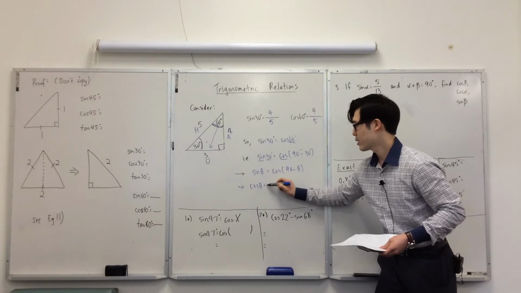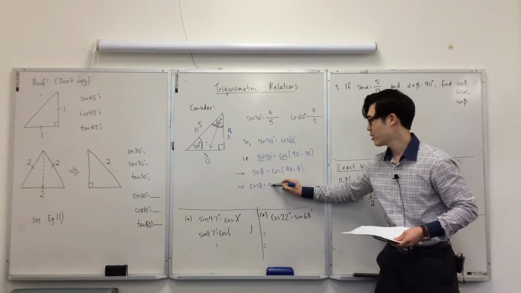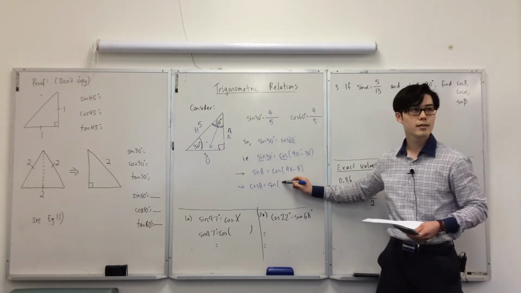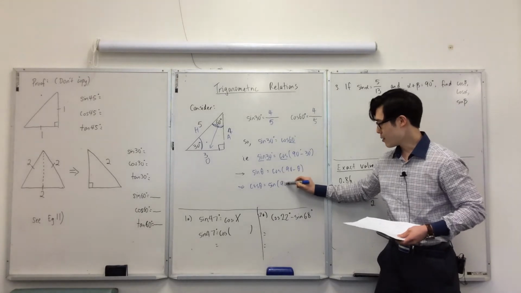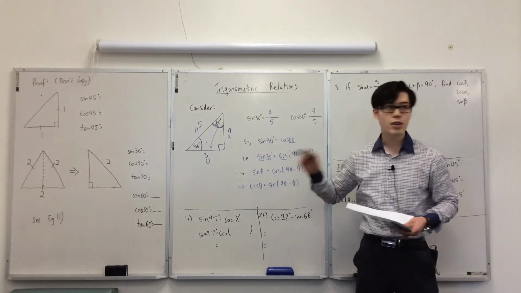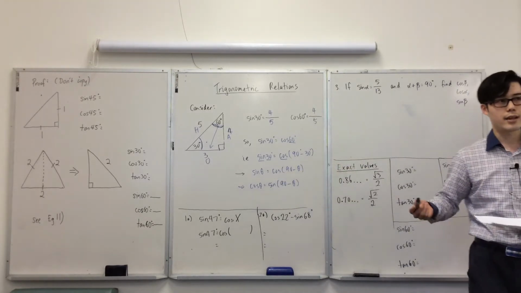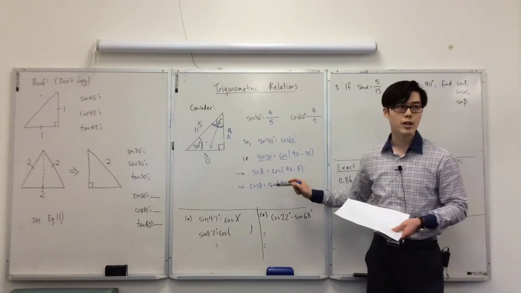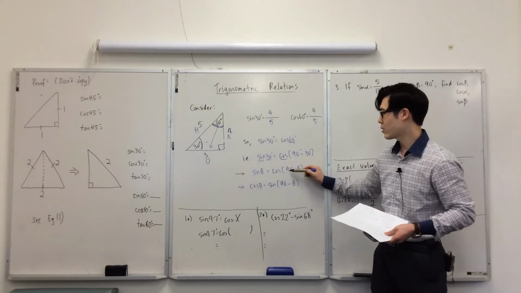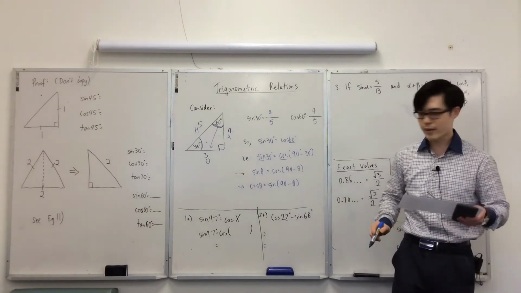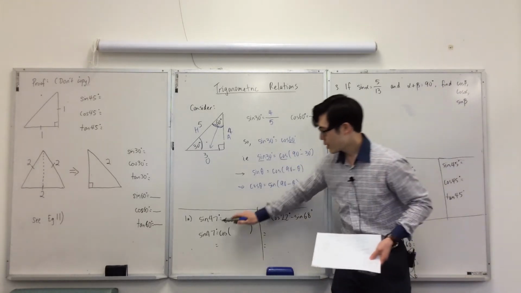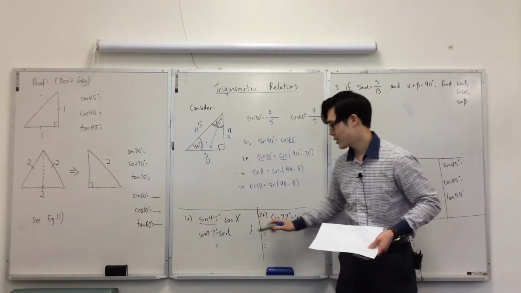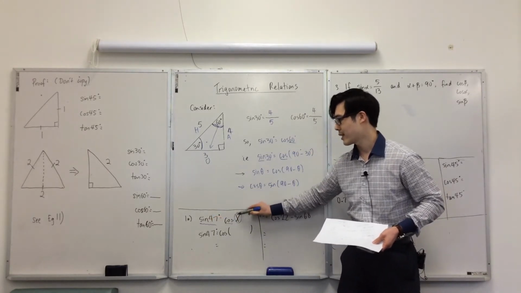Cosine theta, if I want to change cosine into sine, what do I write? What's it? 90 minus theta, okay? So cosine is complementary of sine. Sine is also complementary of cos, okay? So in other words, if you want to go back and forth from these two, take the angle away from 90 degrees. All right?